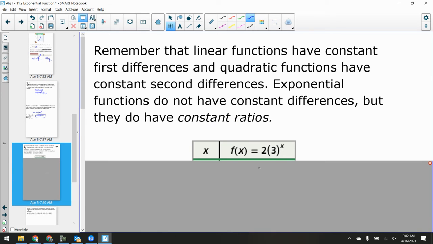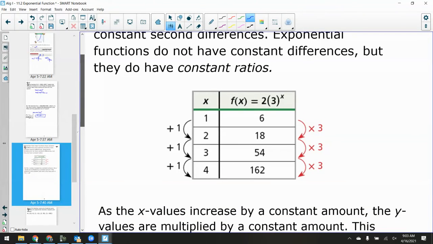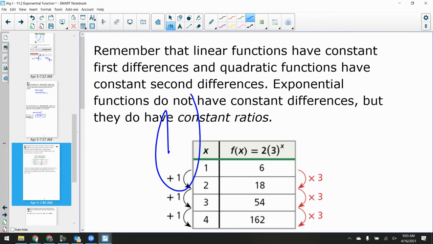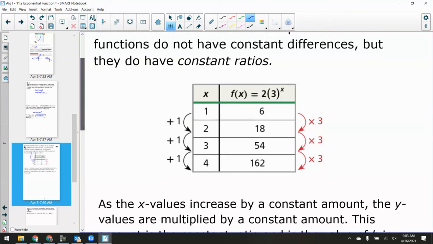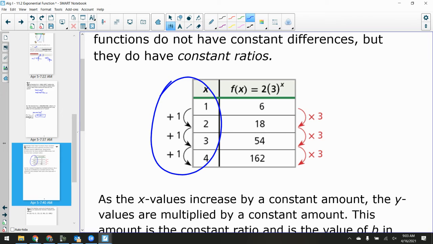All right, so let's take a look at the back of the guided notes there. It says, remember that a linear function has a constant first difference, and a quadratic function has constant second differences. Exponential functions do not have constant differences, but they have constant ratios. We talked about this at the beginning here. I said, okay, you've got to see a constant change in x. Notice this. This is really important. And this is where the end of course test can get a little tricky.